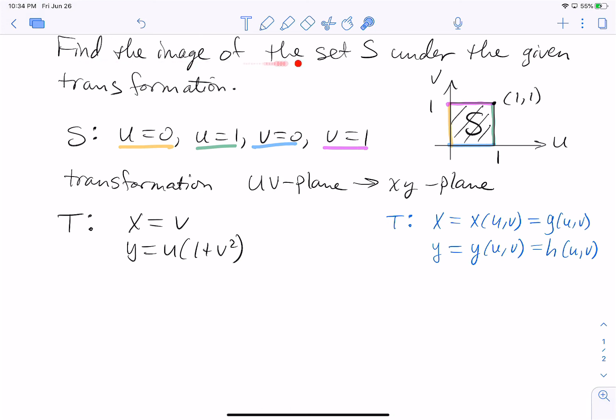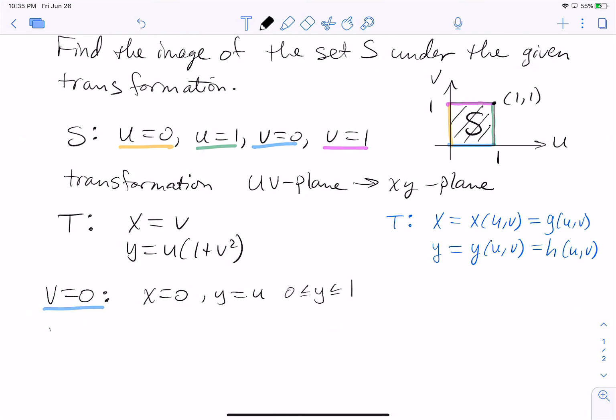Our goal here, and what the instructions say, is to find out what this region looks like under the transformation that's given. Let's take these one at a time. For v equal to 0, since x is equal to v, we have that x is equal to 0. And since y is equal to u times (1 plus v squared), if v is 0, we end up with y equal to u. Based on the boundaries that we have, we know that u goes from 0 to 1. Therefore, y goes from 0 to 1.